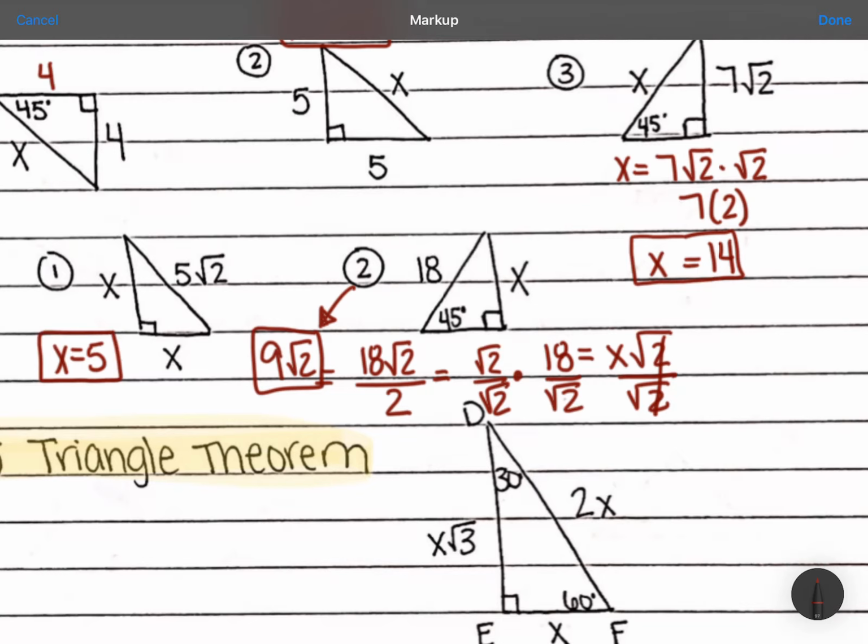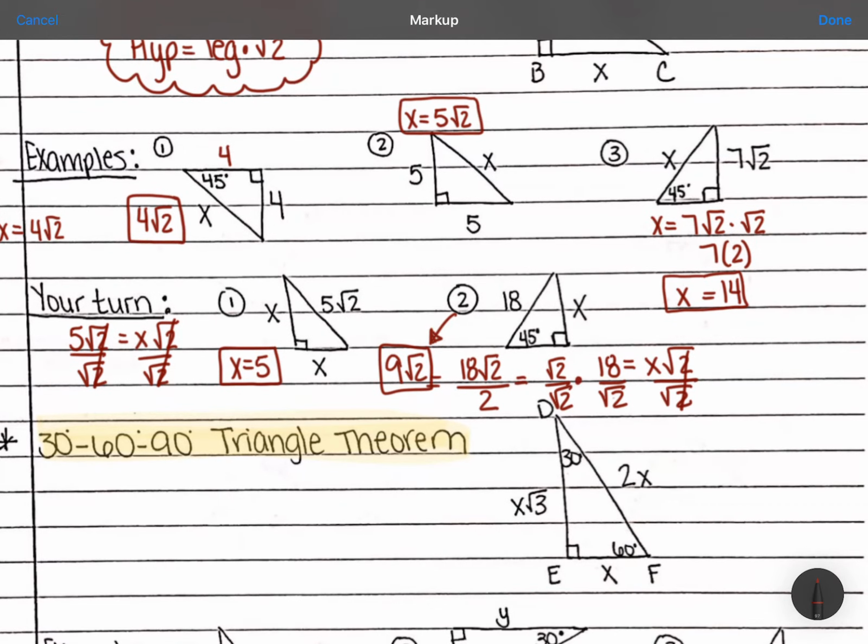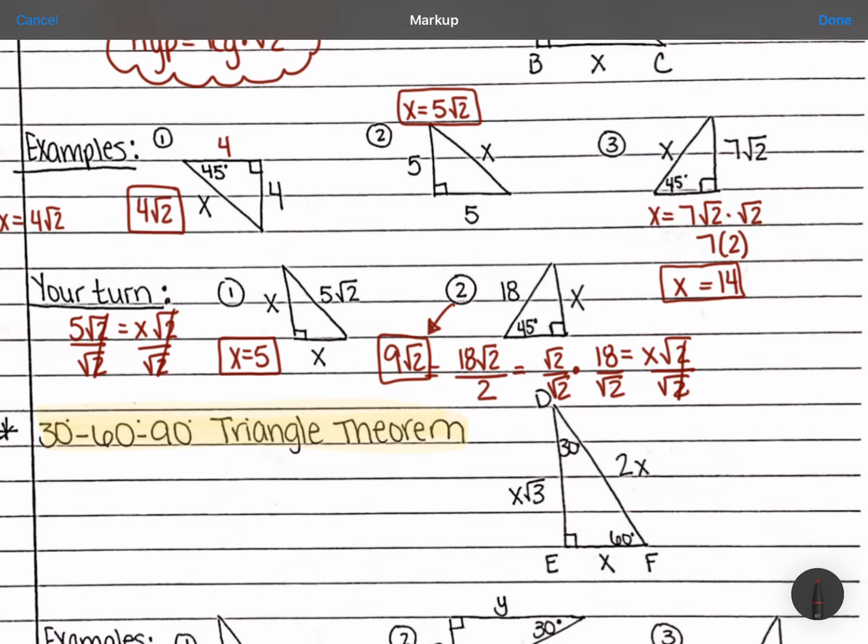So be careful if you're dividing by a radical. You can't leave it on the bottom. You have to rationalize that. We'll do some more examples with those on the back side of this worksheet.